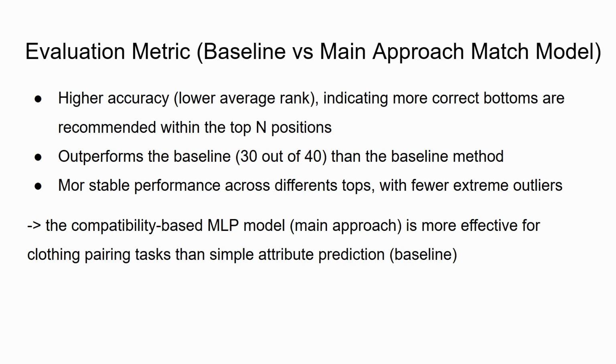Here are some key results. Our main approach achieved a lower average rank. This indicates that the correct bottoms are ranked higher, closer to the top position. The top 5 accuracy also improved. And additionally, the binary classification MLP model delivers more stable performance with fewer extreme outliers, as shown in the ranking plot. In short, the compatibility-based MLP model is clearly more effective for the clothing pairing test. It learns better representations than simple attribute prediction.